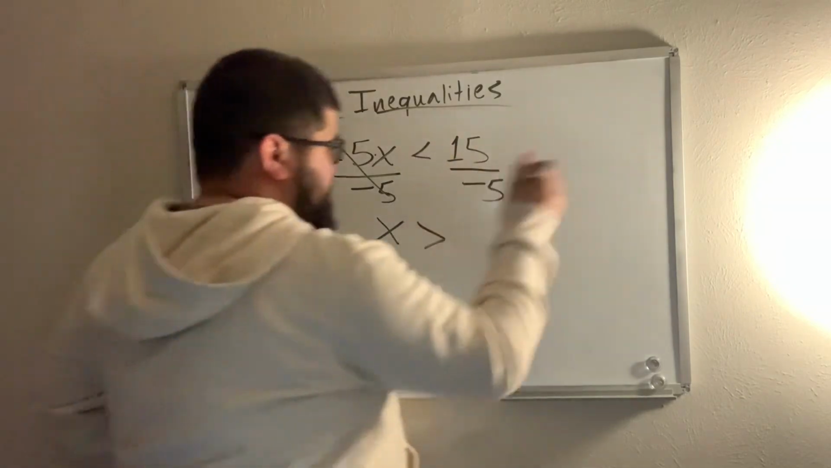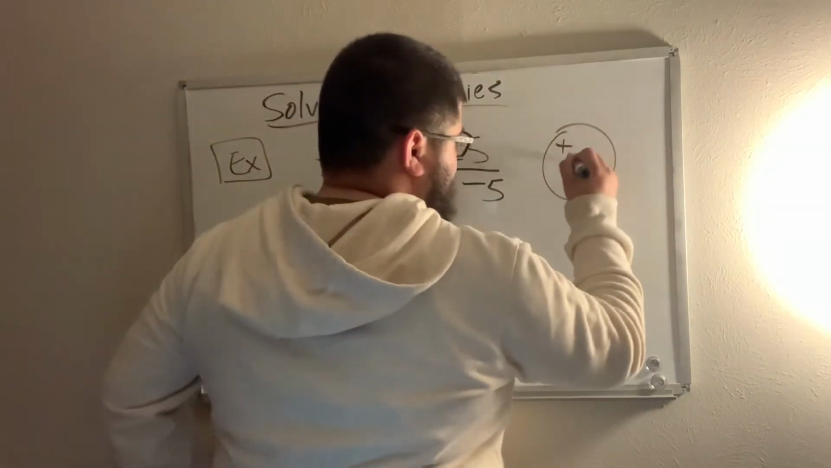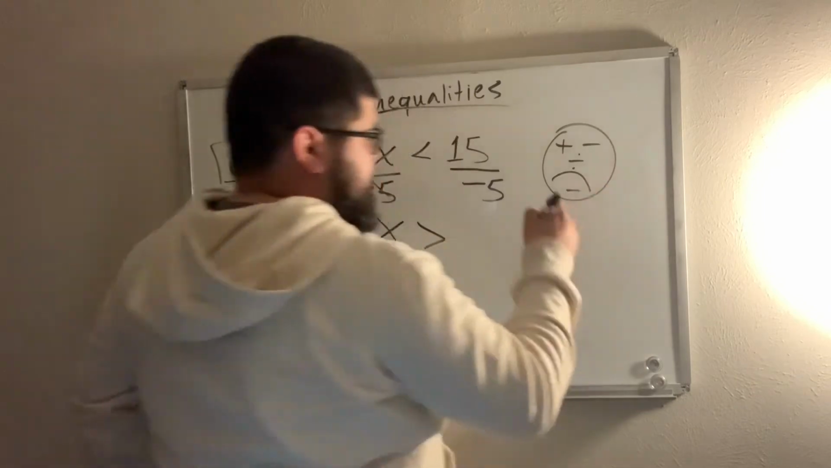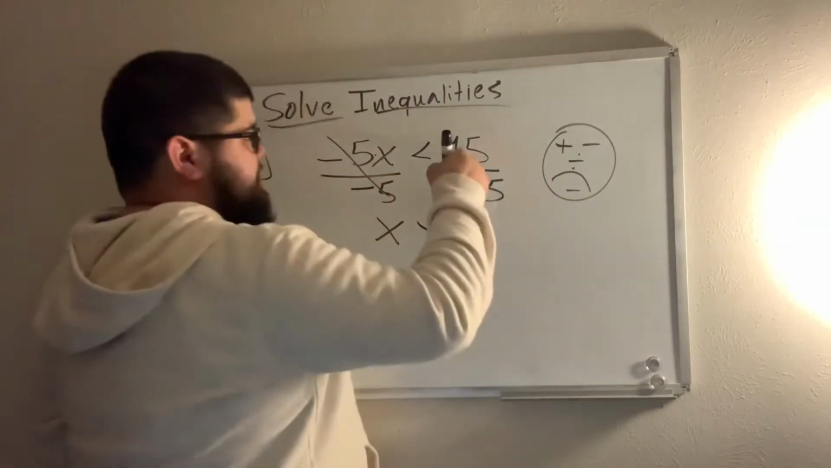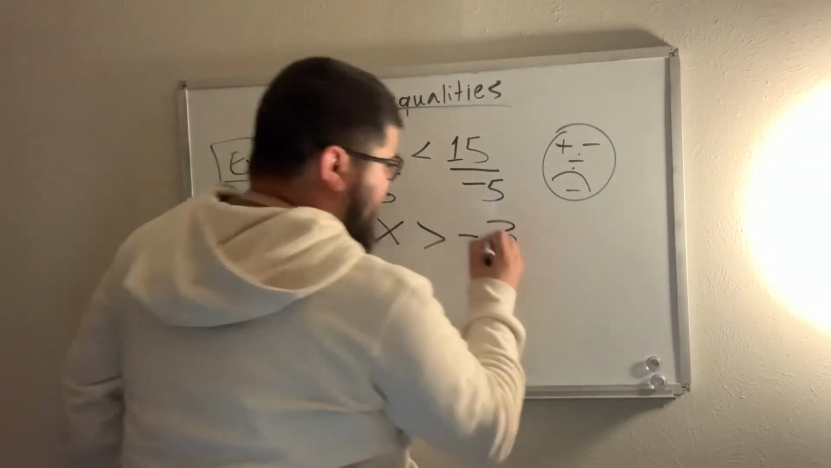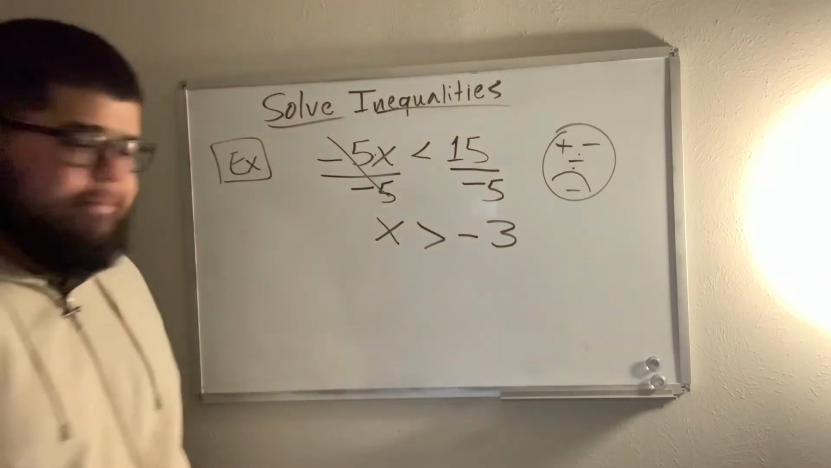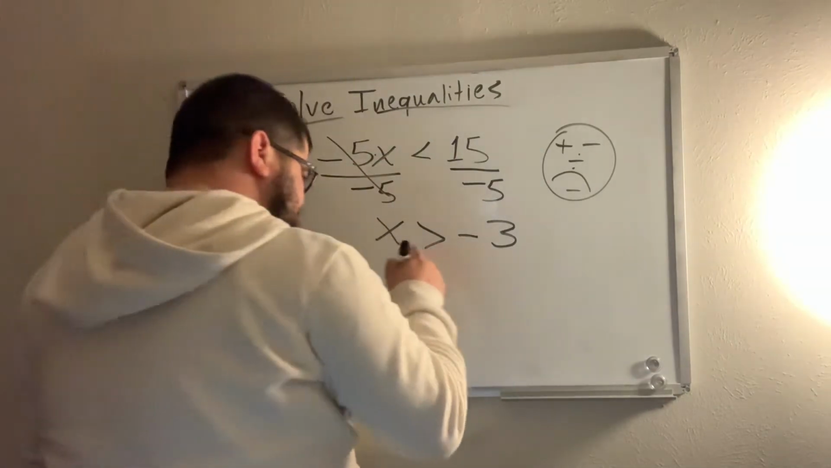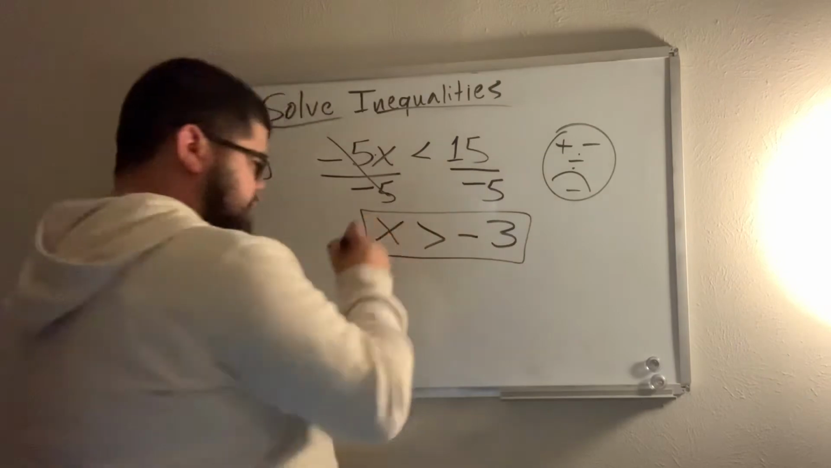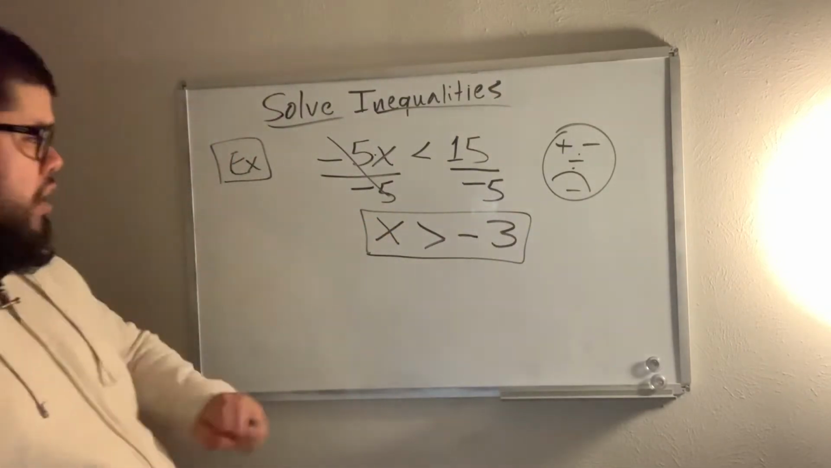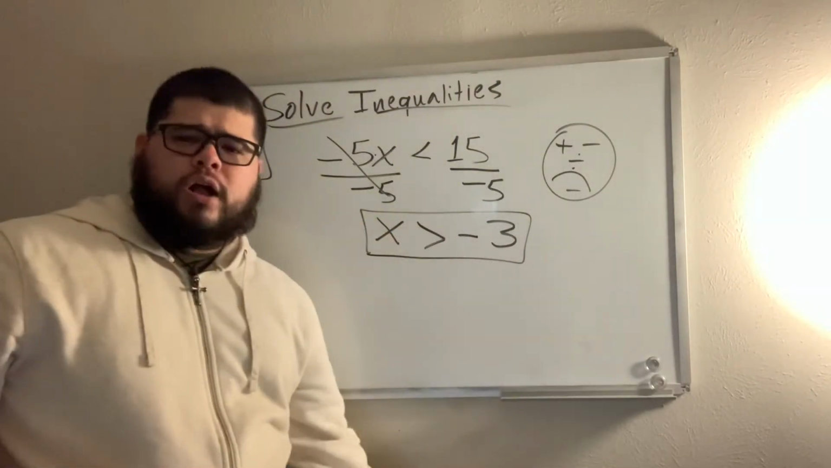What's a positive divided by a negative? Positive divided by a negative is a negative. So we're going to have a negative. 15 divided by 5, we got negative 3, right? So x is greater than negative 3. We got our solution to our inequality.